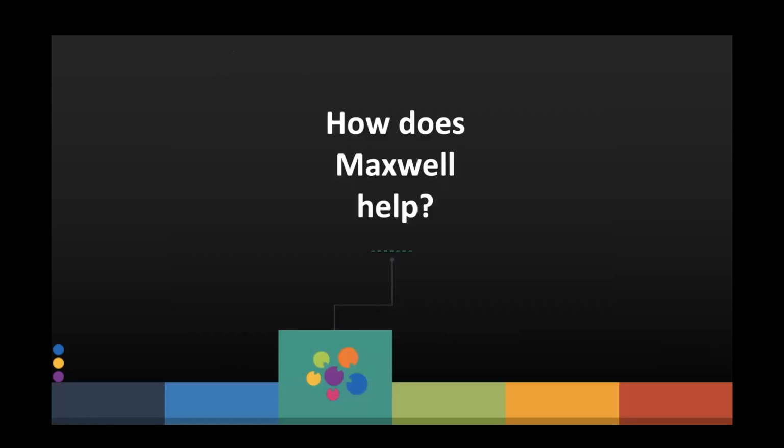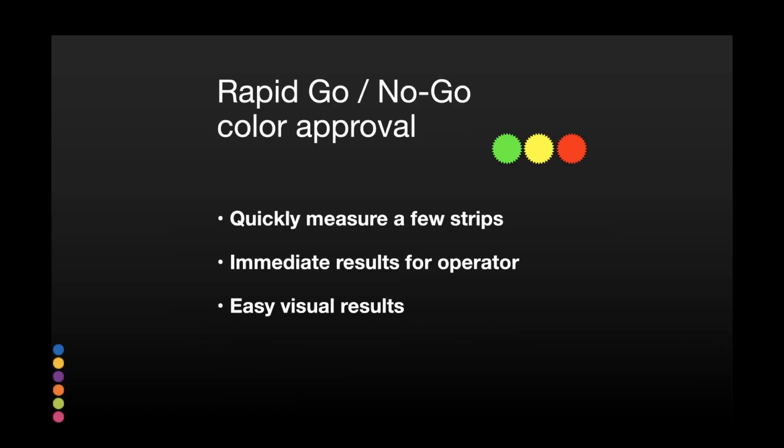How does our system help? Well, we give the kind of rapid go, no-go color approval. Our system is called Maxwell, and we utilize the Barbieri instruments and others to help the operator quickly take measurements and give the feedback directly to the operator, so that they can quickly see in a visual way the pass-fail nature of things, as well as any problems that might be emerging as a printing system shifts, that kind of idea.